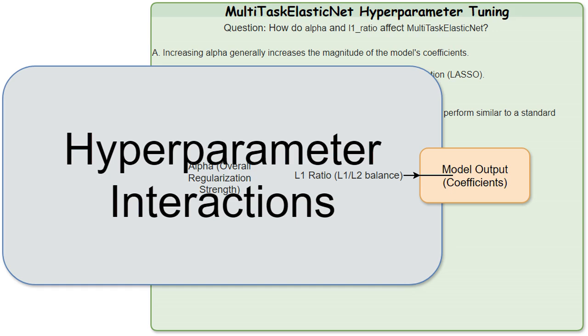Think of it like a tightening grip. A small alpha means a loose grip, letting coefficients be larger. It's all about controlling how much the model is penalized for complexity.